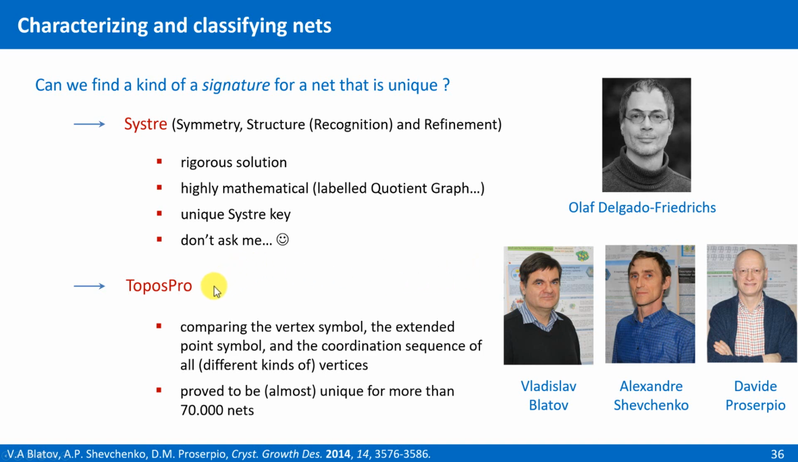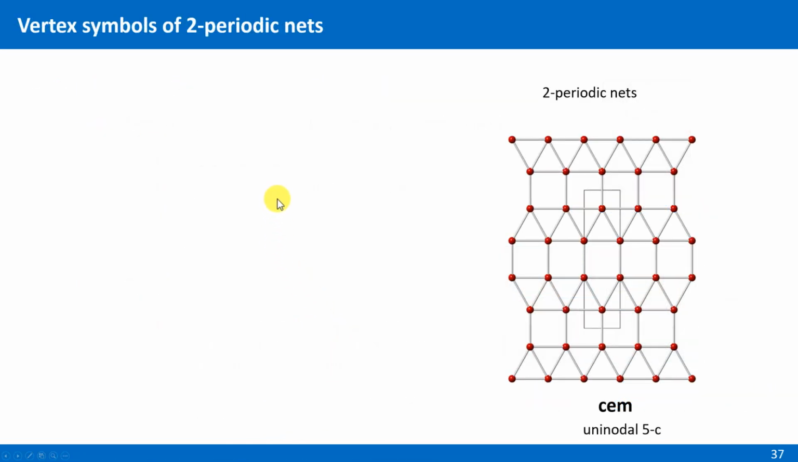ToposPro evaluates three characteristics of a net, namely the vertex symbol, the point or extended point symbol, and the so-called coordination sequence of all vertices of a net. And these three properties together have been proven to be unique or almost unique. And the classifying is done with a database in the background, which then says, well, this signature is the signature of the NBO or PCU or SQL net and so on. So let's get familiar with these vertex symbols, and we can do this together.